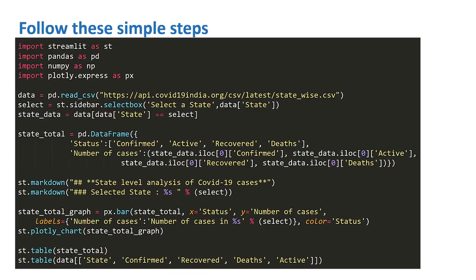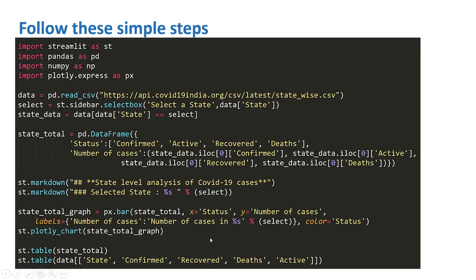Now that we have displayed our text message, we are going to display a bar chart of the cases in that state. For example, the user has chosen Maharashtra. So these lines will take all the data from Maharashtra, take the number of confirmed cases, active cases, recovered cases, deaths, and create a bar chart using the plotly_chart function. As you can see, we've previously imported plotly to create this bar chart.